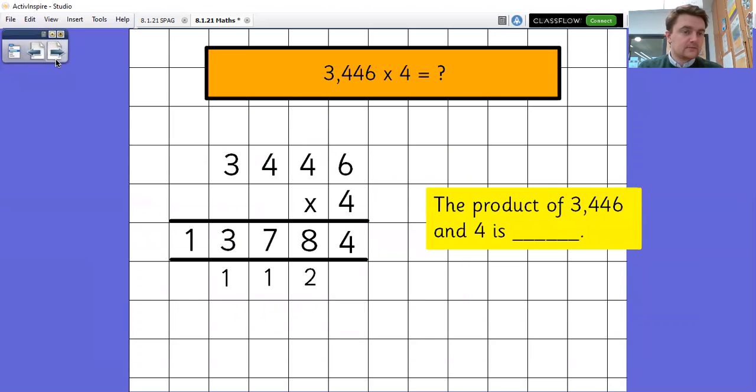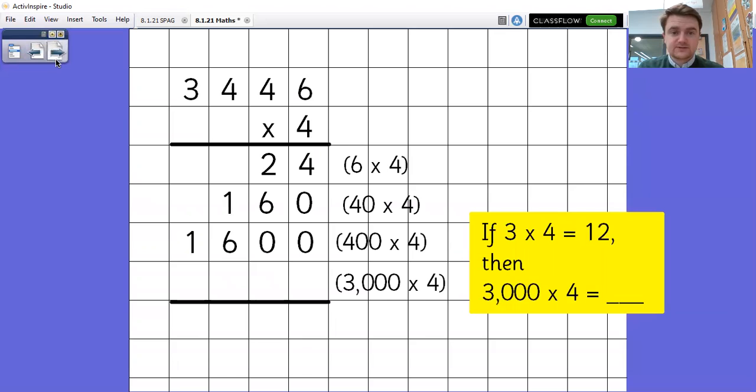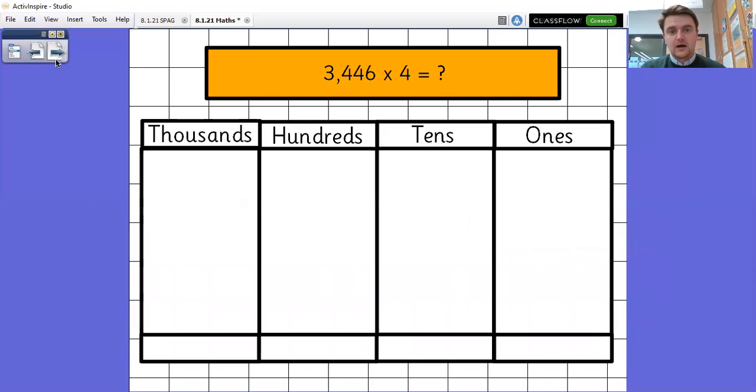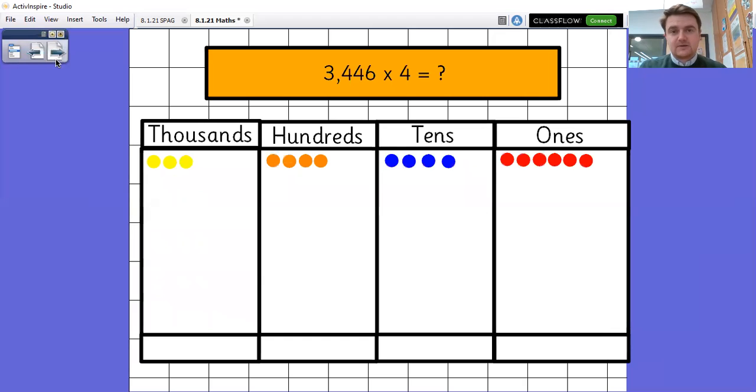Is that the same answer I got there? Brilliant. Chances are I've probably got it right, but to prove my really deep understanding, I am going to show it using that place value grid as well. First thing I need to do is make 3,446. After that, I know I need 4 lots of that.